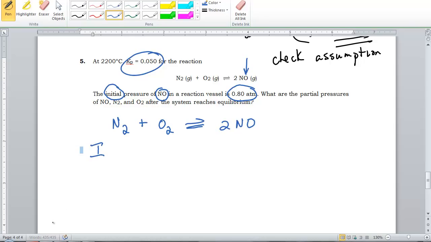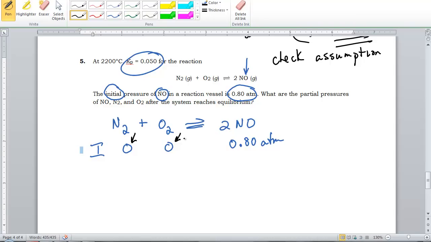Okay, ICE table, initial. Nothing is said about N2 and O2. It just says you start with an initial pressure of NO of 0.8 atmospheres. Okay, that's it. Now, is the system at equilibrium? I'd say no, it's not at equilibrium. Anytime you see a 0, you are not at equilibrium.